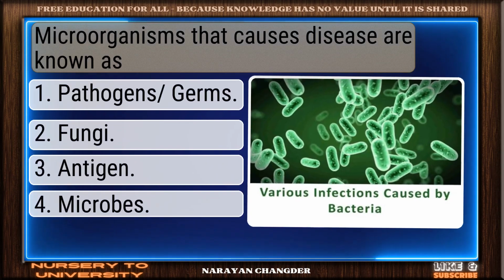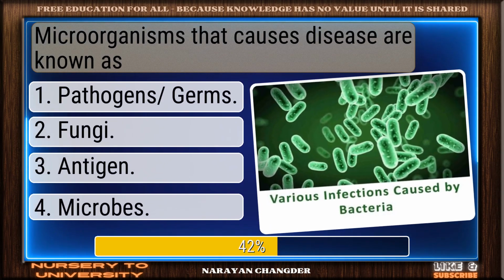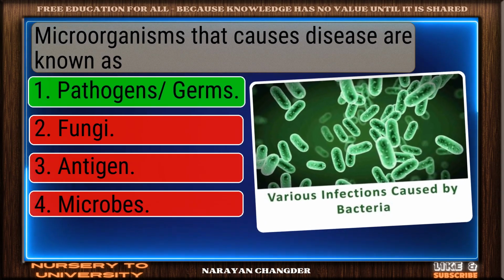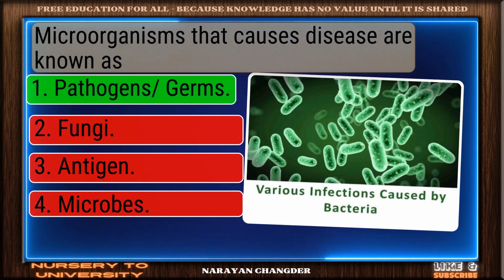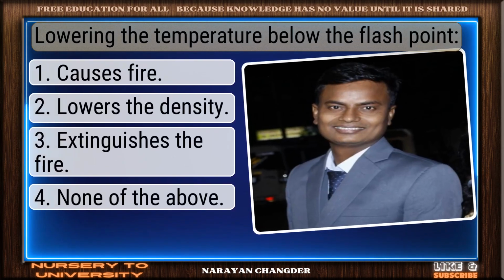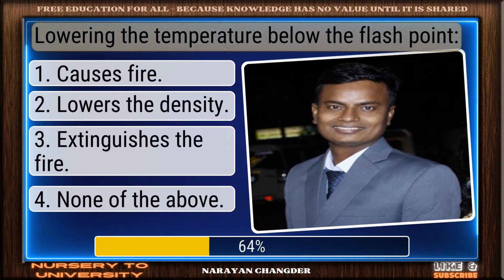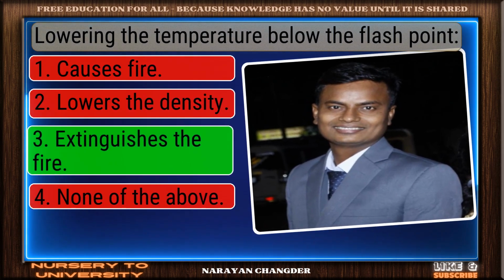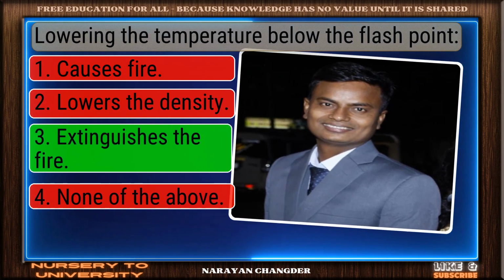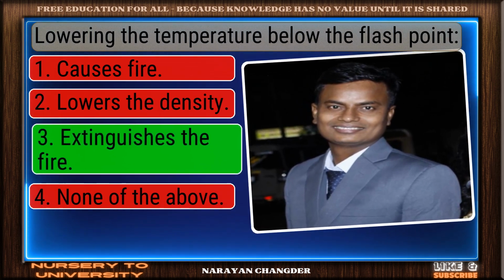Microorganisms that cause disease are known as... Excellent. Pathogens, germs is a brilliant choice. Lowering the temperature below the flash point. Good thinking. Extinguishes the fire is the right answer.